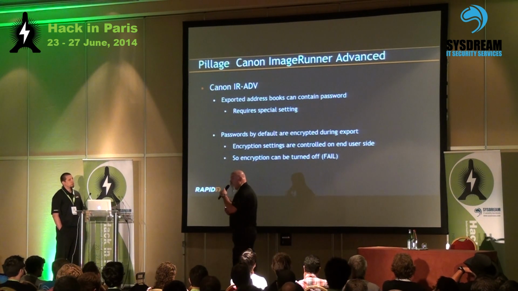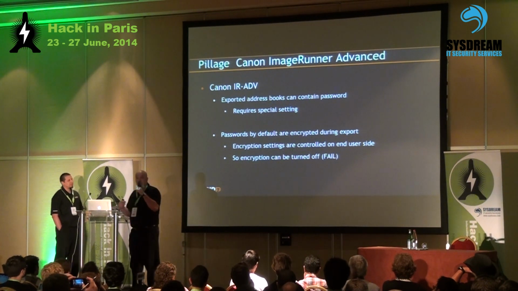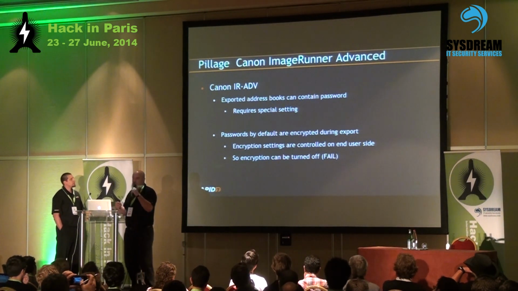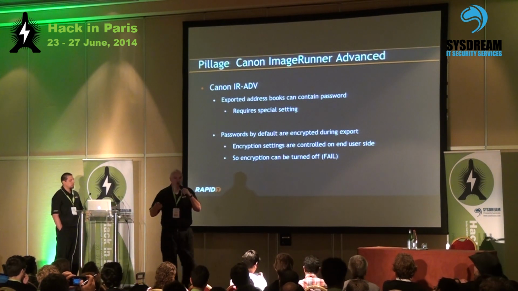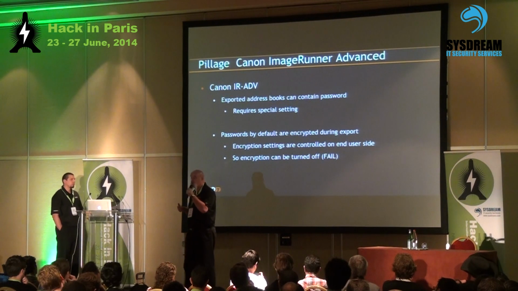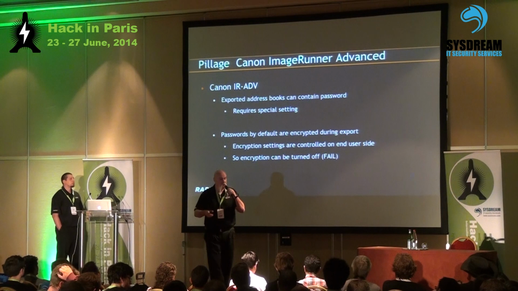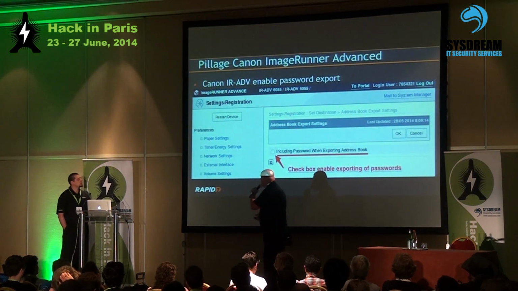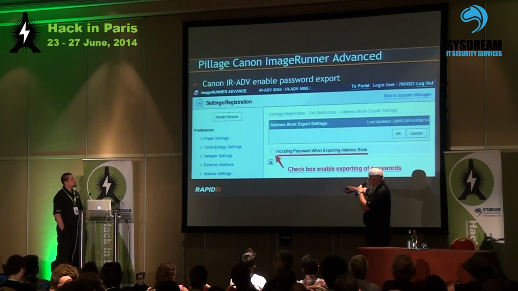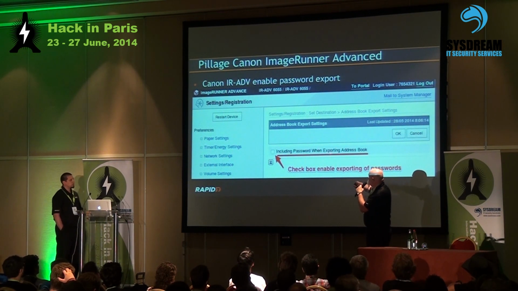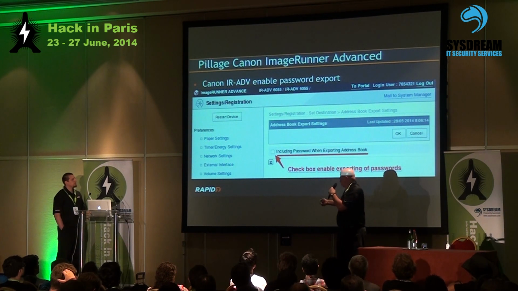Well, fortunately for us, the way they designed this is the control of that encryption is at the user's level. So as part of the post process to make this request, we can alter some settings that will give us the ability to extract the passwords in plain text. So let's start with the first example. As we see here, with the Canon advanced version, we have a setting right here, include passwords when exporting the address book. So we've got to enable that.